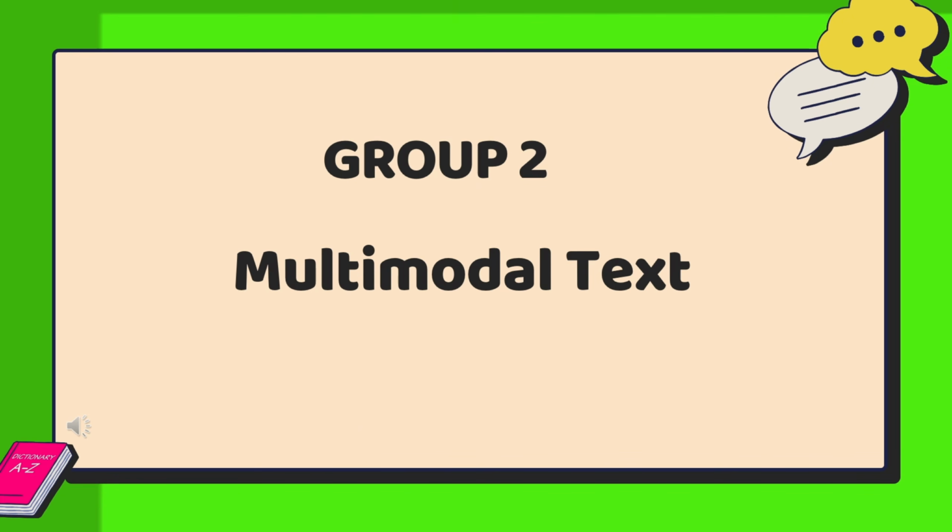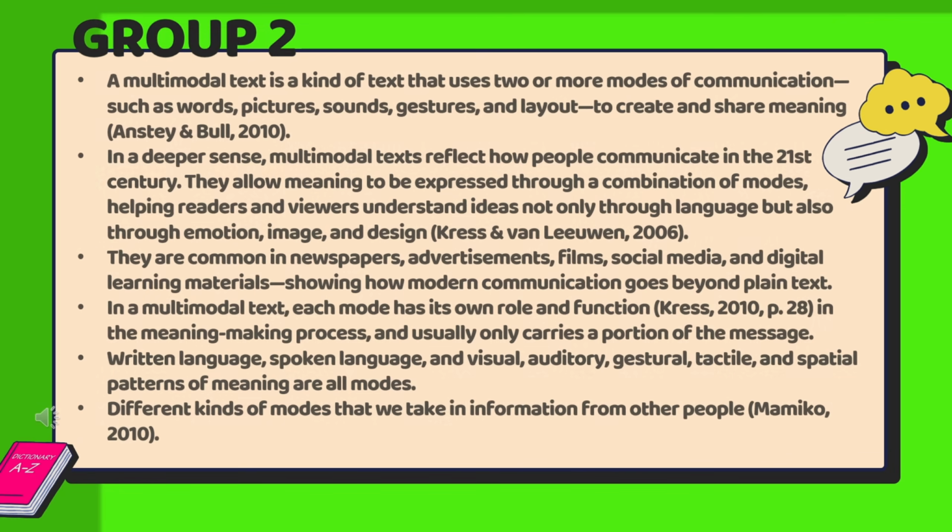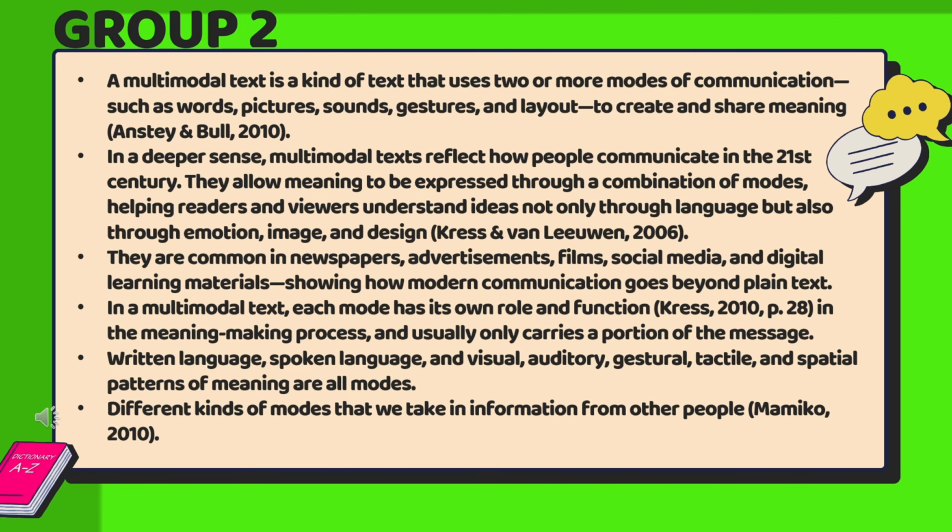Multimodal text. A multimodal text is a kind of text that uses two or more modes of communication, such as words, pictures, sounds, gestures, and layout, to create and share meaning (Anstey and Bull, 2010). In a deeper sense, multimodal texts reflect how people communicate in the 21st century. They allow meaning to be expressed through a combination of modes, helping readers and viewers understand ideas not only through language, but also through emotion, image, and design (Kress and Van Leeuwen, 2006).